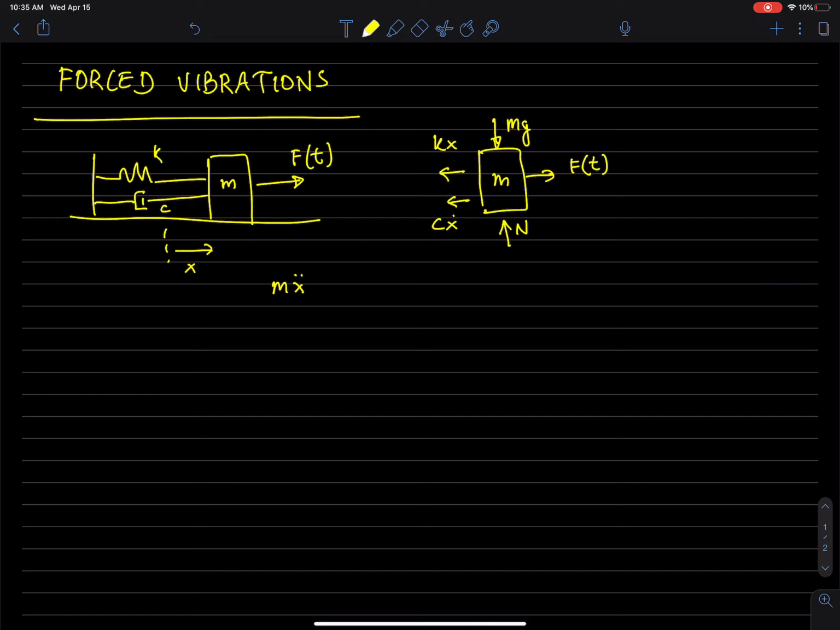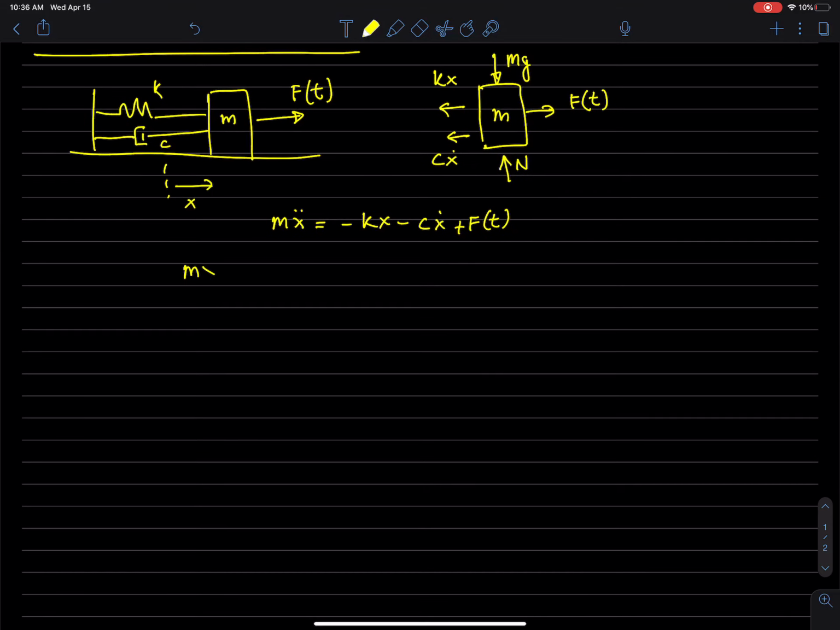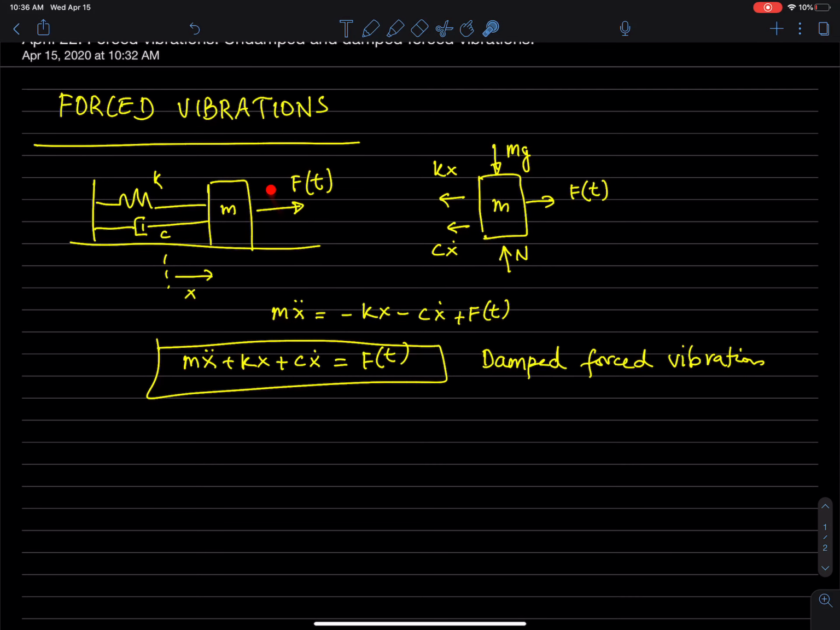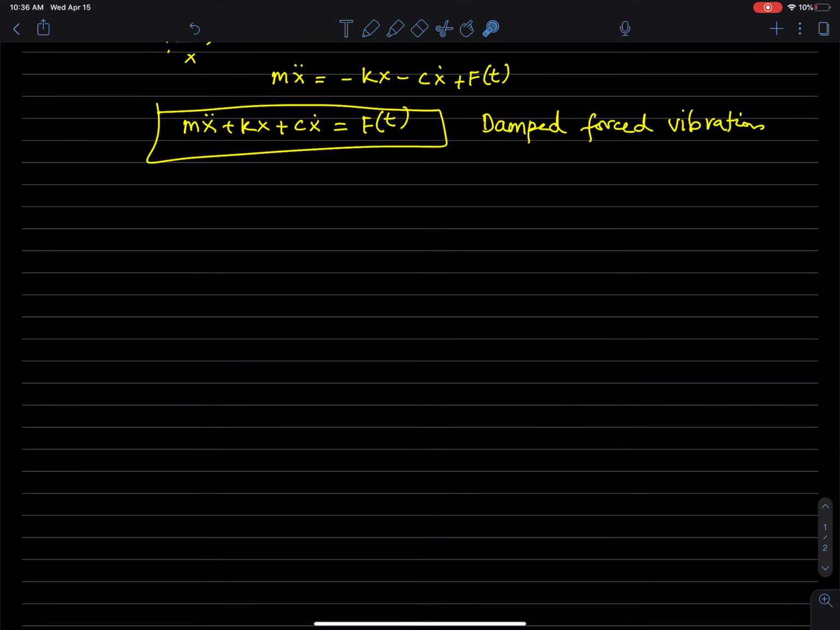That's as usual, mx double dot equals minus kx minus cx dot plus f of t, or mx double dot plus kx plus cx dot equals f of t. So that's the big forced vibrations equation, the prototypical equation. This is the damped forced vibration. And when we say forced, we really mean f of t is not equal to 0, right? That it is some function of time.